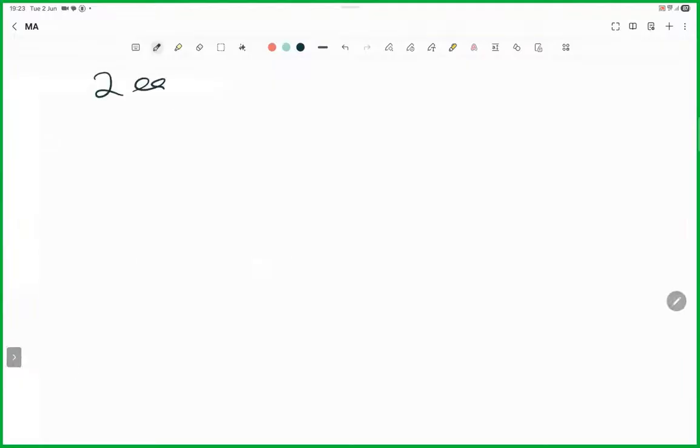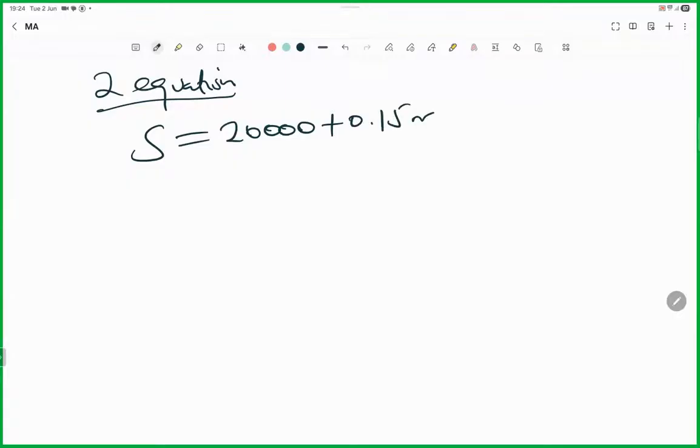So we have our 2 departments, and therefore we have our 2 equations. S equals 20,000 plus 0.15 M, because 15% is the same as 0.15. And then the next one is M equals another 50,000 plus 0.2 S. So please substitute and give me the values of S and M.